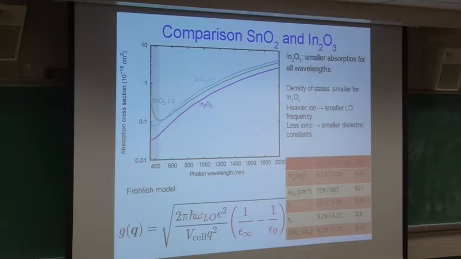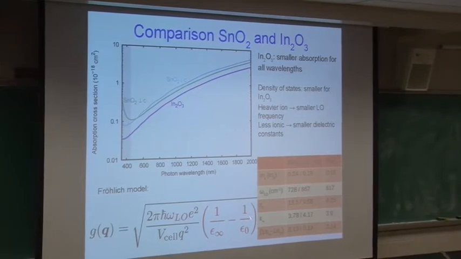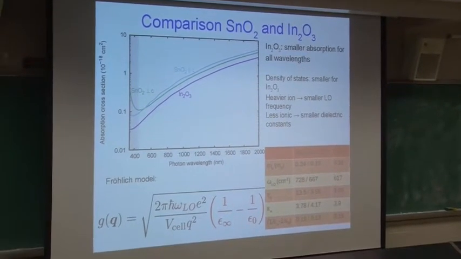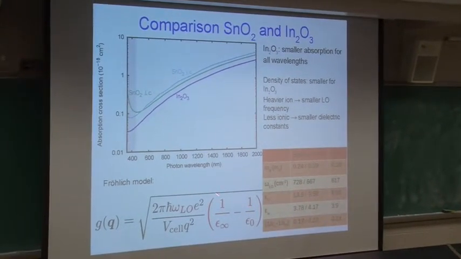And if you look at the Fröhlich model in closer detail, you will see that it also says that your electron phonon matrix elements are proportional to the square root of your longitudinal optical phonon frequency, and in case of indium oxide, this is smaller. It's also proportional to this difference in dielectric constants, and this is also smaller in indium oxide. So both of those will decrease your electron phonon coupling matrix elements. So I think that answers the question you had earlier.